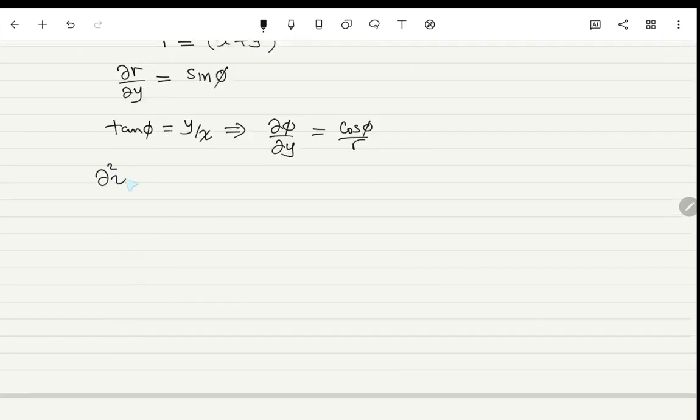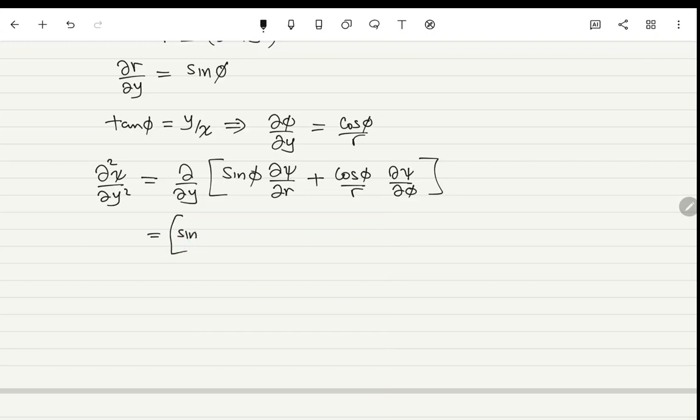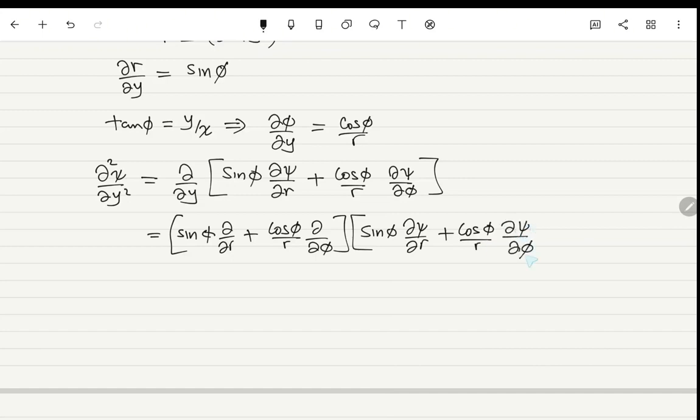Therefore, partial 2 psi partial y square equals partial y of sine phi partial psi partial r plus cosine phi over r partial psi partial phi, which equals sine phi partial r plus cosine phi over r partial phi times sine phi partial psi partial r plus cosine phi over r partial psi partial phi.